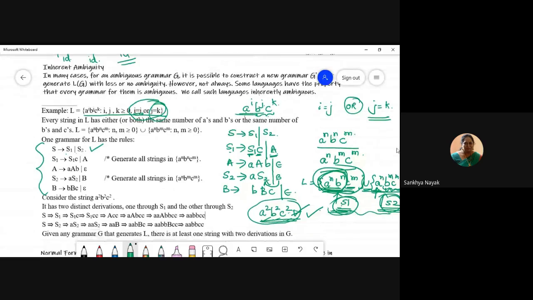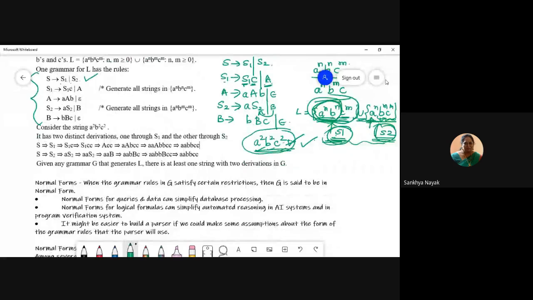You can see the example over here, for a^2 b^2 c^2. From S1 I can go on deriving, and from S2 also we can go on deriving. So suppose you have a grammar like this which generates a language in which there is at least one string with two derivations. Then we call it an inherently ambiguous grammar. It means you have nothing that you can do about it.